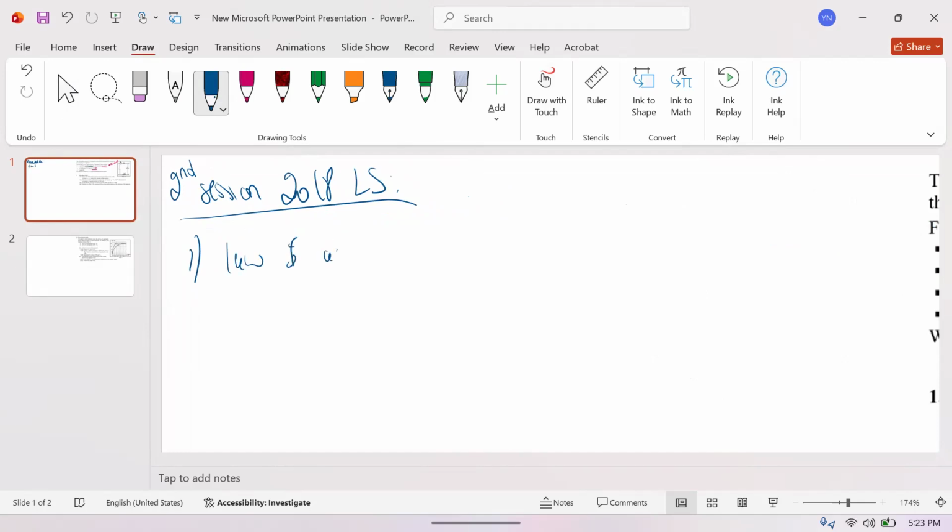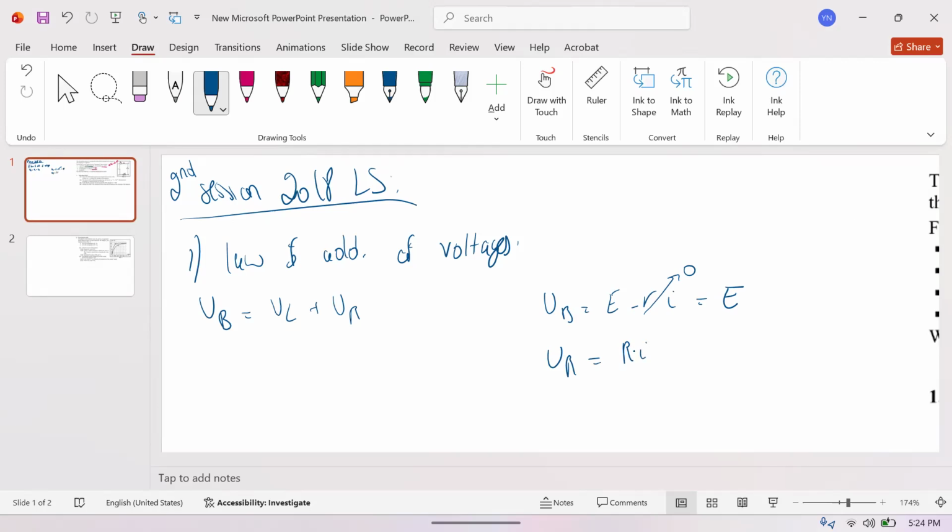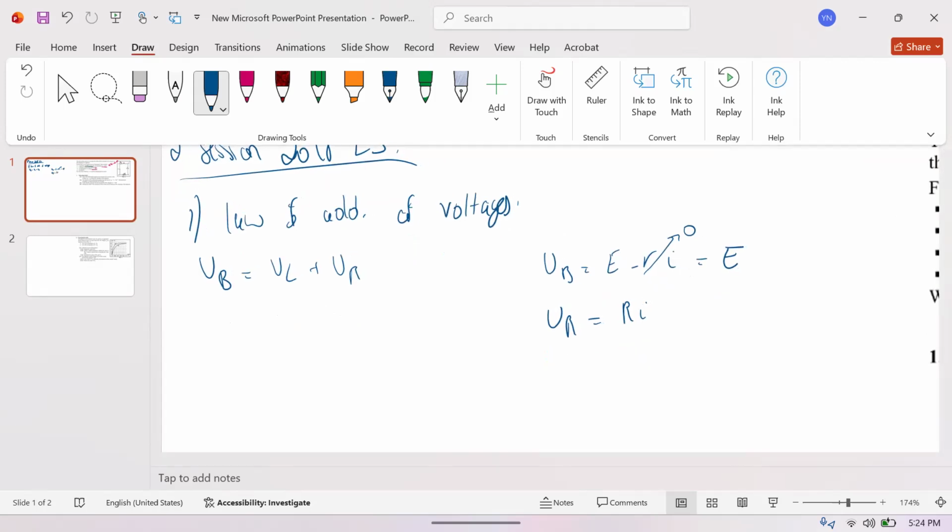Okay, and then we say the battery is giving out to the capacitor and the resistor, and simply we can state that UB, the voltage of the battery, is E minus Ri, and since we don't have internal resistance, simply UB is E. However, the voltage of the resistor is Ri. So simply we replace each one of them by its own formula. UC, we keep it because we want UC.